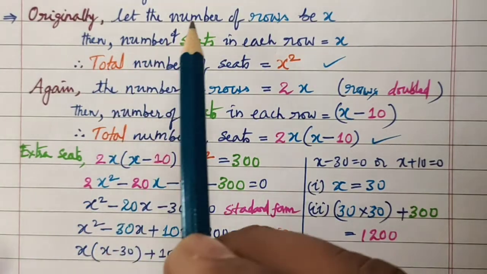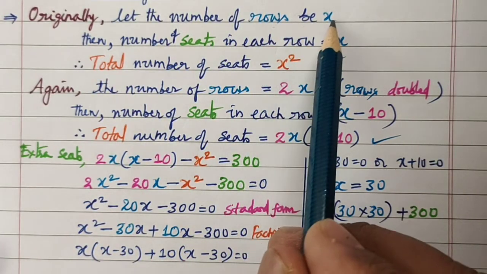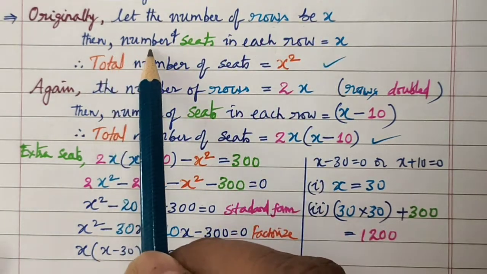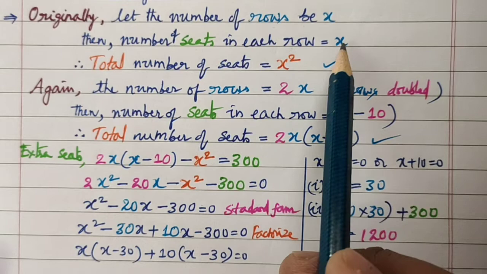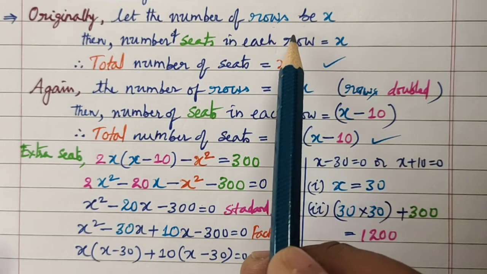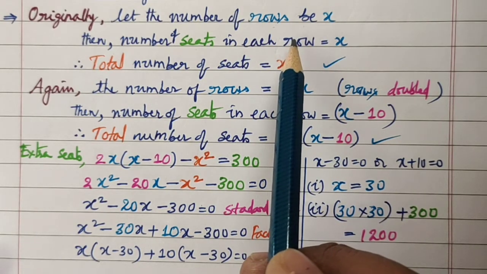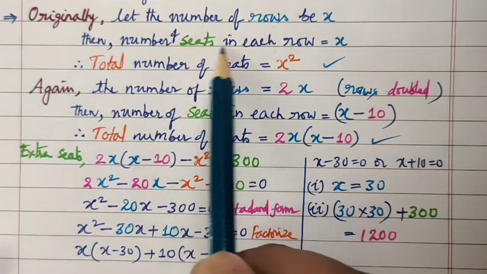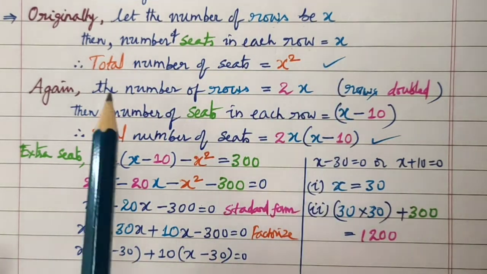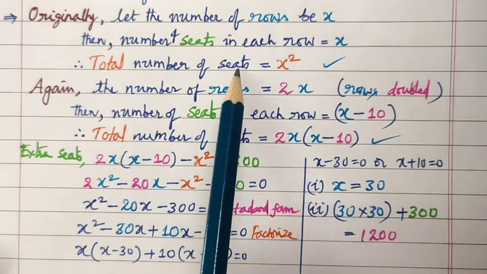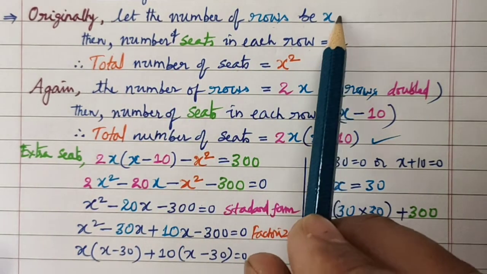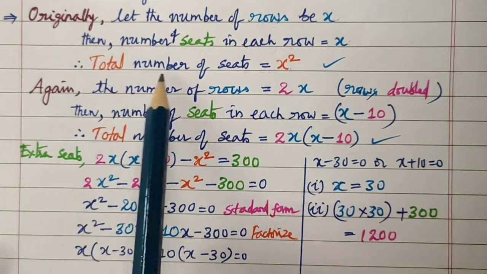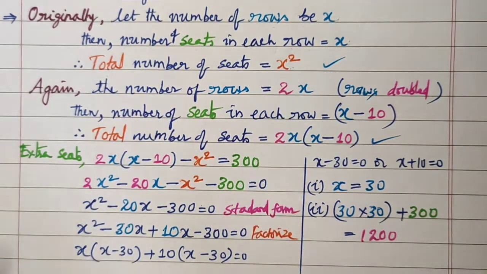Originally, let the number of rows be x. Then the number of seats in each row is x, because that is the condition they were given: the number of rows was equal to the number of seats in each row. Then the total number of seats is equal to the number of rows into the number of seats, that is x into x, that is x square. The total number of seats is equal to x square.